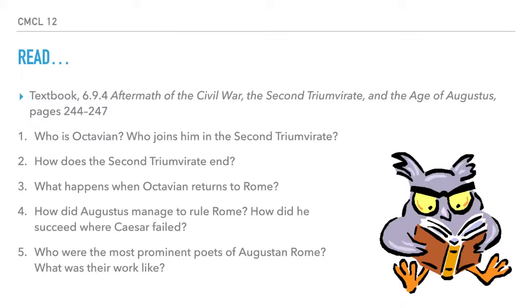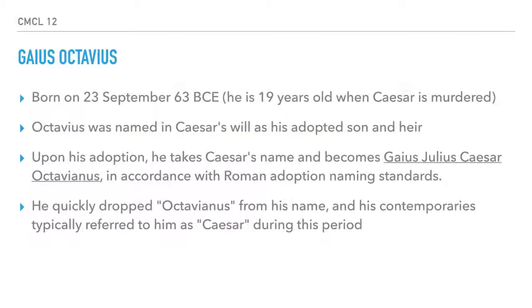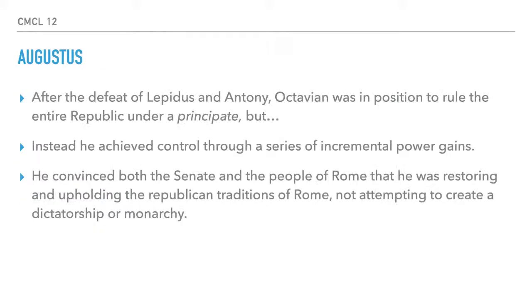Octavian, of course, is Caesar's grandnephew and the heir to his name and part of his fortune, right? So this guy, Octavian, a 19-year-old kid, comes out of nowhere, takes up Caesar's name, gets Caesar's army behind him, allies with Mark Antony and Lepidus, and fights a civil war against the Optimates, the senators who assassinated Caesar.